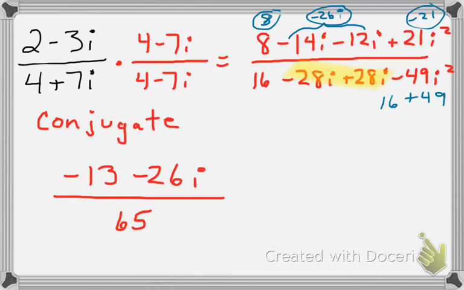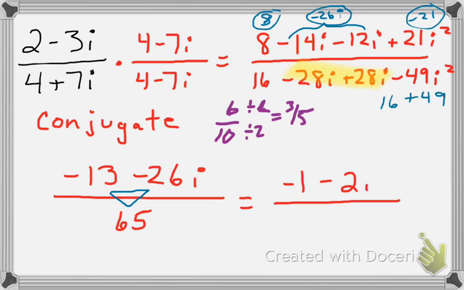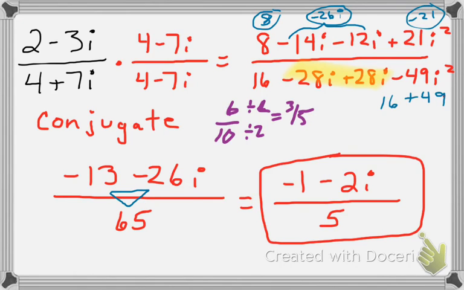You have to look at the three numbers and see if you can divide anything out of the three numbers. Those three numbers, we can divide out a 13. And so you need to divide it out. Negative 1 minus 2i over 5. All three numbers are divisible by 13, so you can divide all three by 13.